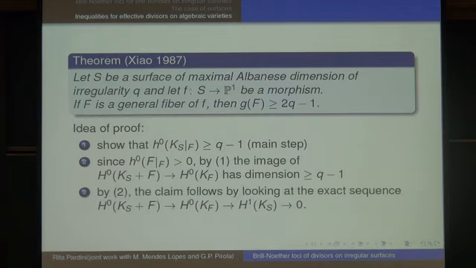And then now you look at the next step in the same exact sequence. You know that the image of this map is at least Q minus 1. This is surjective. So you get a bound for the dimension of this space, which is Q minus 1 plus Q. So that's how Shao gets to Q minus 1.